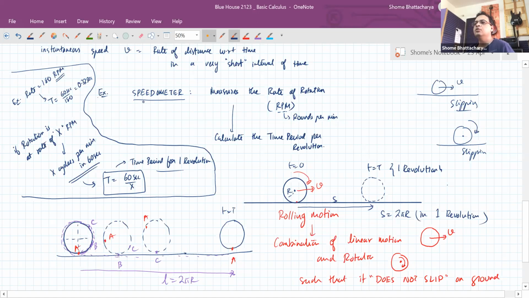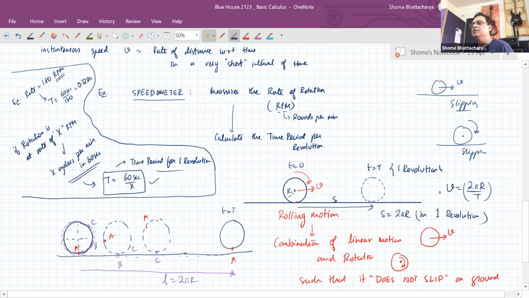So now you can understand how the speedometer actually ends up measuring the instantaneous speed, because through the RPM, rounds per minute, it is measuring the time taken per cycle. So the time taken per cycle is like this: 60 seconds divided by X, where X is the number of rounds per minute. So now it knows the time taken to go from here to here. And because it knows the radius of the wheel, I mean, it's calibrated in such a way that it knows the radius, it can make a measurement of the speed during this cycle. So the speed during this cycle will become 2 pi r divided by the time period.